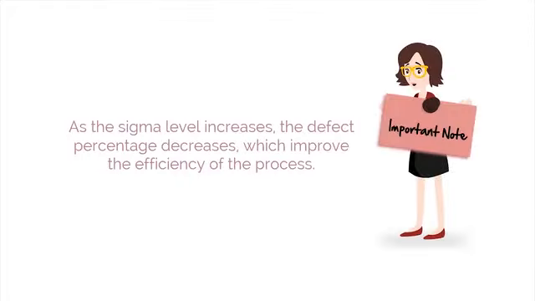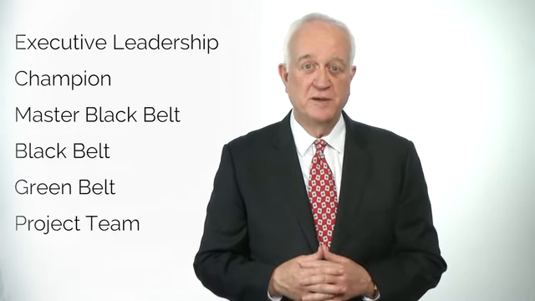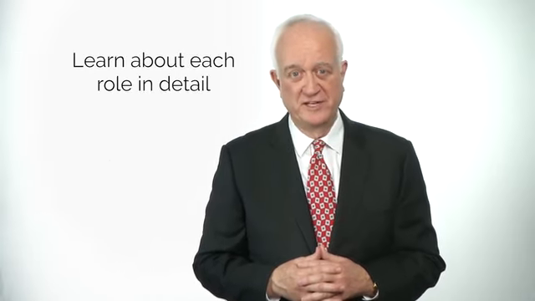It is important to note that as the sigma level increases, the defect percentages decrease, which improves the efficiency of the process. Moving on, let us look at the roles in Six Sigma organization. The major roles are as follows: executive leadership, champion, master black belt, green belt, project team, and team members. Let us learn about each role in detail.